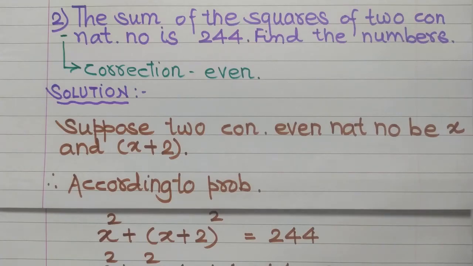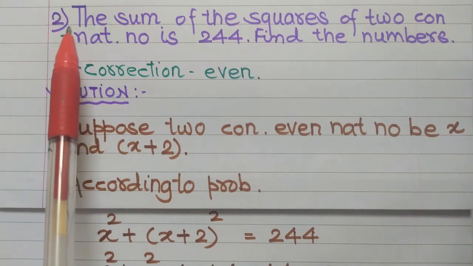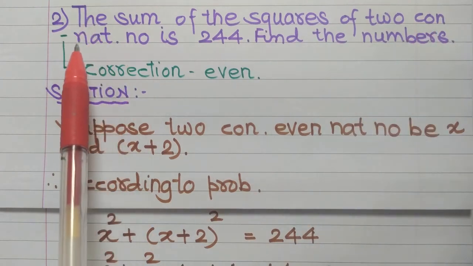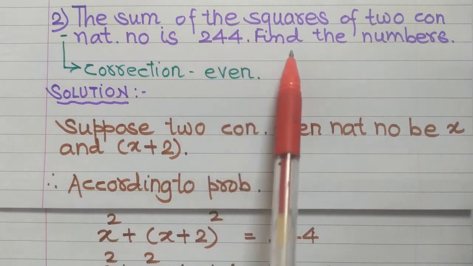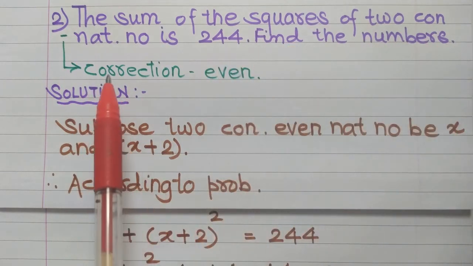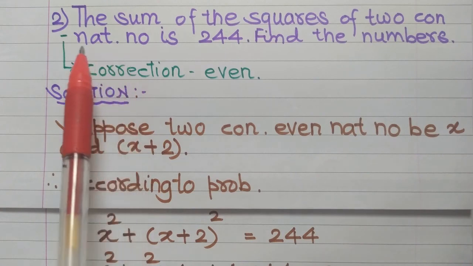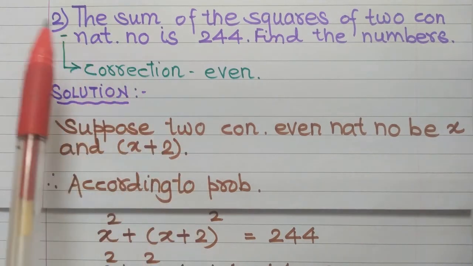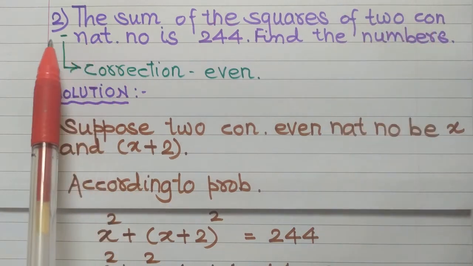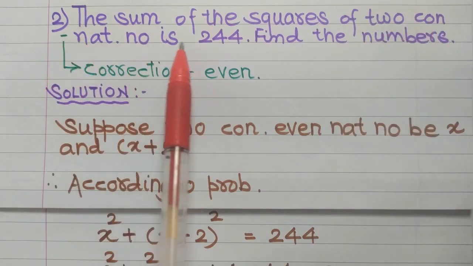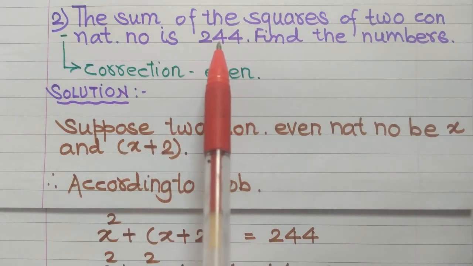Now this is the second sum. I'll read what is there in the textbook. The sum of the squares of two consecutive natural numbers is 244. Find the numbers. But there is a small correction here. Here it should be even natural numbers. So the sum of the squares of two consecutive even natural numbers is 244. You people have to do this correction in your textbook as well as while writing in your class workbook.